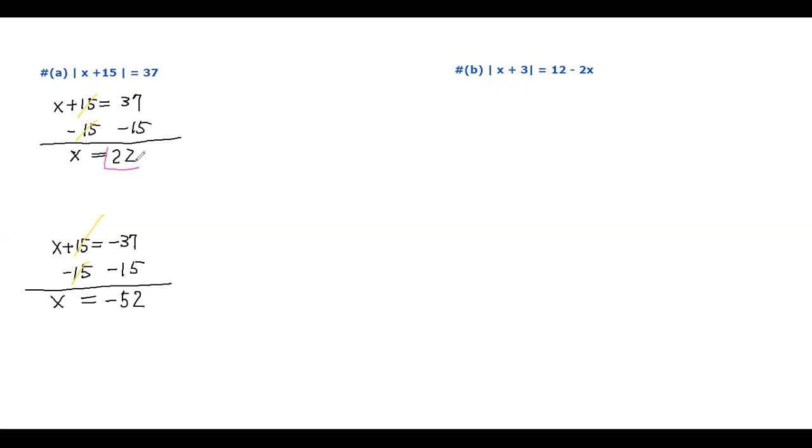So for this equation, I have two solutions. x is equal to 22, or x can be equal to negative 52. Both of them, when you put them into this function, will give you a value of 37. So be very careful: when you break the absolute value, you do two parts. Okay, now let's take a look at this one.